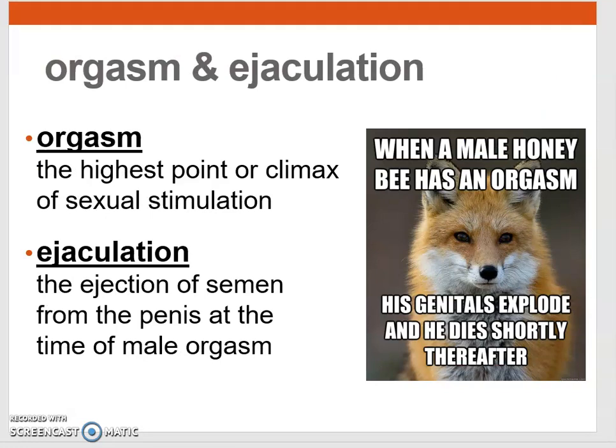Okay, so big part of reproduction, orgasm, ejaculation, can happen in either gender, but we're talking about the male gender right now. So orgasm is the highest point or climax of sexual stimulation. That's true for either gender. Ejaculation, the ejection of semen from the penis at the time of male orgasm. Ejaculation is normally associated with the male gender.